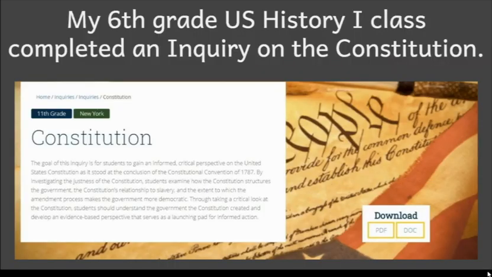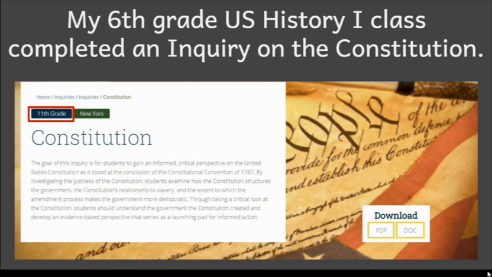So my 6th grade U.S. History 1 class completed an inquiry on the Constitution, and they had an inquiry called Constitution on that C3 Teachers website. You'll see that it was intended for 11th grade, and I teach 6th grade. That's what I taught with my inquiry this year, so it's not good in terms of the grade lineup, but you'll see how I modified it and changed it to make it more appropriate for my 6th graders.